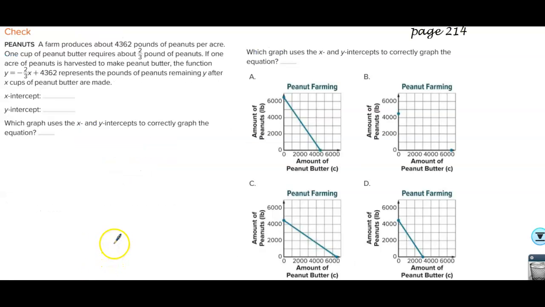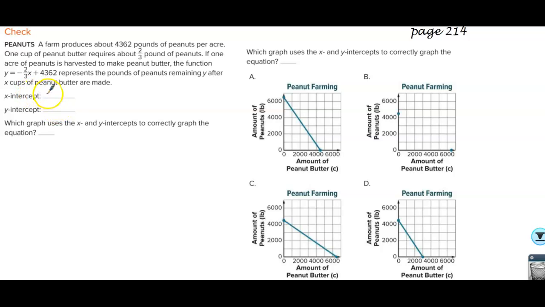Next, we have a peanut farm. A farm produces about 4,362 pounds of peanuts per acre. 1 cup of peanut butter requires about 2/3 pound of peanuts. If 1 acre of peanuts is harvested to make peanut butter, the function y equals negative 2/3 x plus 4362 represents the pounds of peanuts remaining y after x cups of peanut butter are made. So the x-intercept and the y-intercept.